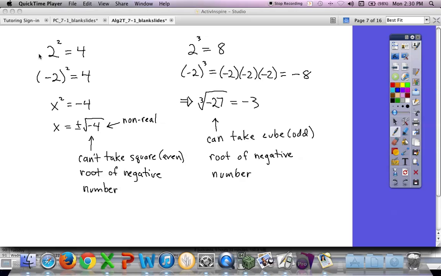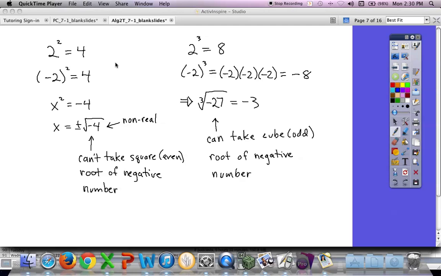But that's kind of what we just said. 2 squared is 4, negative 2 squared is 4. Okay. If we got to the point where we were solving x squared equals negative 4, we would have to take the square root of negative 4. And what kind of answer would we get? We would get imaginary.